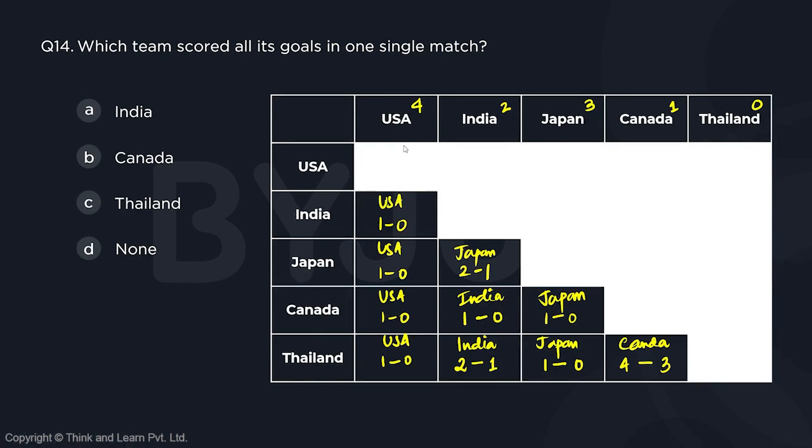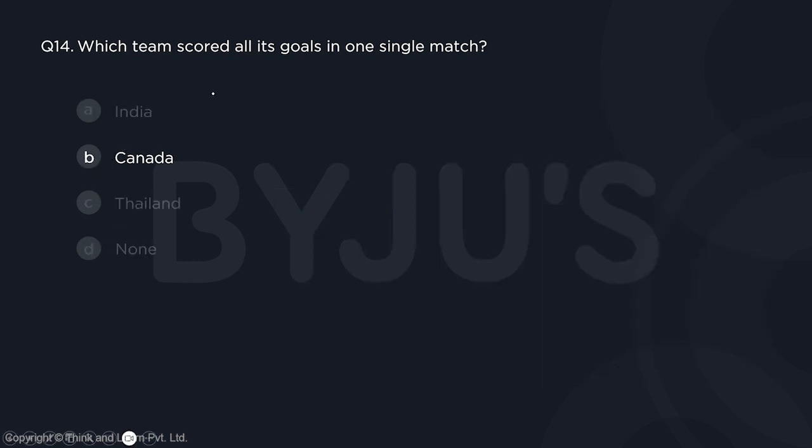Question number 14. Which team scored all its goals in one single match? So we can see that Canada was the team which scored all its 4 goals in just one single match. Even Thailand scored some goals in 2 matches. So the answer is going to be Canada, option B.